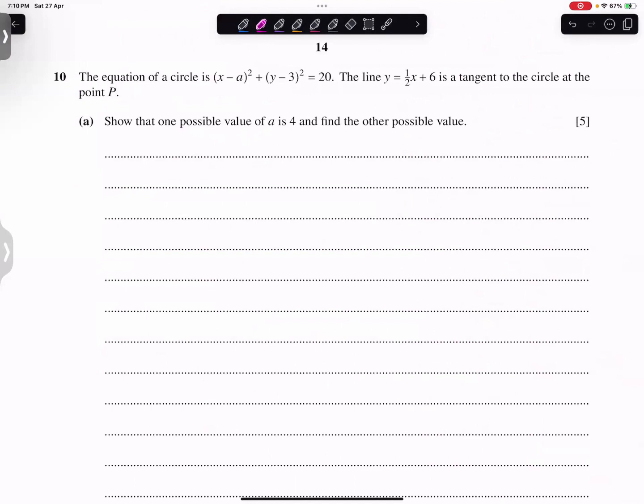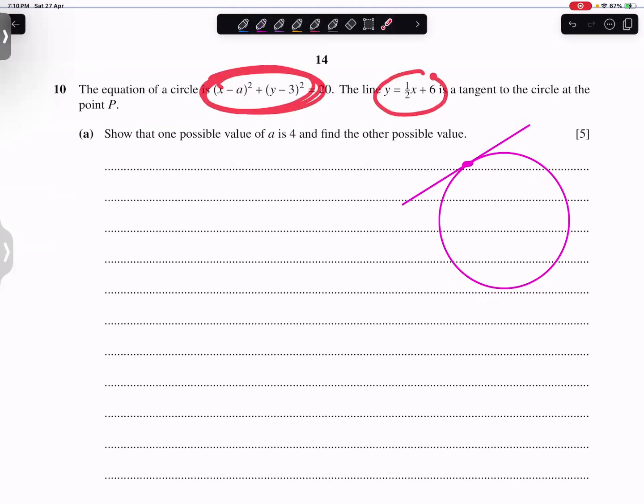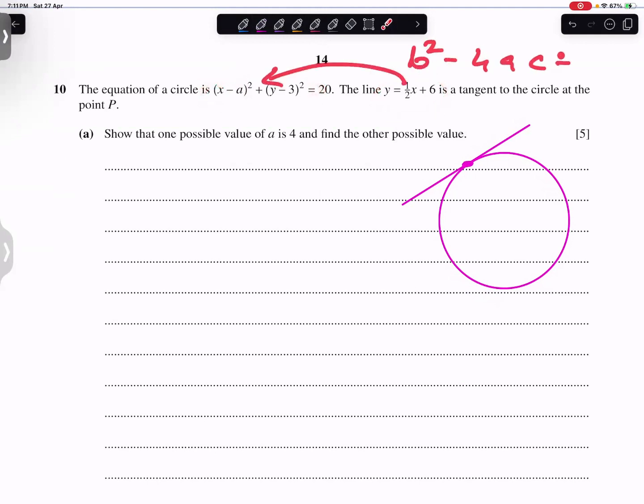Interesting. The equation of a circle is given. The line is a tangent to the circle at point P. Okay. Show that one possible value of A is 4 and find the other possible value of A. So let's draw a circle, students. By the way, the center is not given because A is unknown. And now we have this line tangent to the circle. We know that whenever you have some quadratic thing and a line, and if the line is tangent to the curve, you will put b squared minus 4ac equal to 0. So let's put first of all y here.